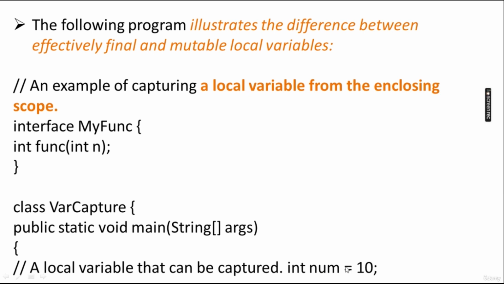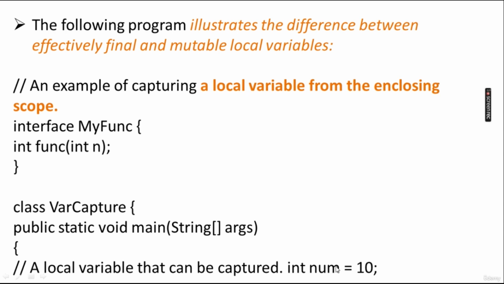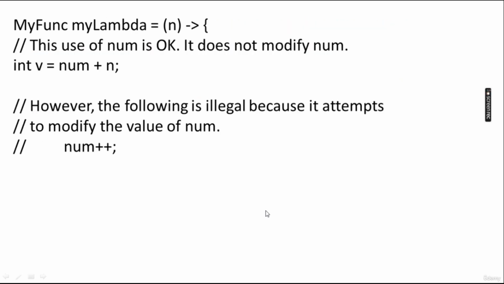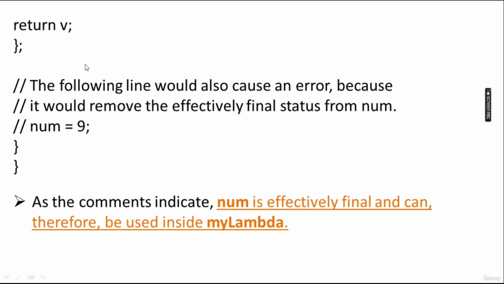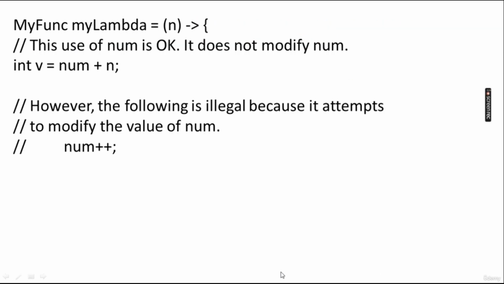So number is a local variable and it is 10, and n is a value whichever we will be passing when we execute the lambda expression. The following is illegal because it attempts to modify the value of number with number plus plus, because it is an effectively final local variable from the enclosing scope. Next, return b. So you should not modify this because it is effectively final. It is not declared final, but it is inside the enclosing scope.